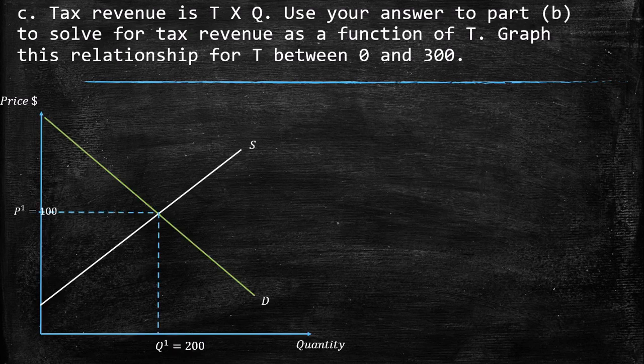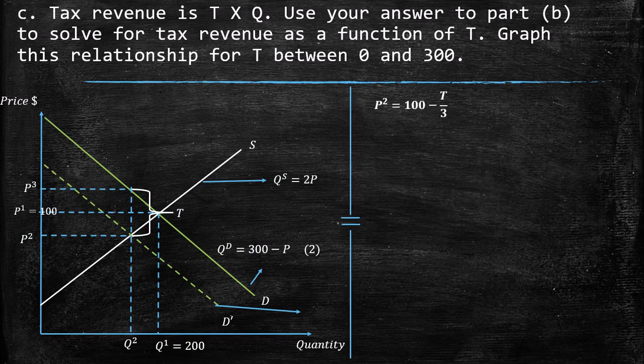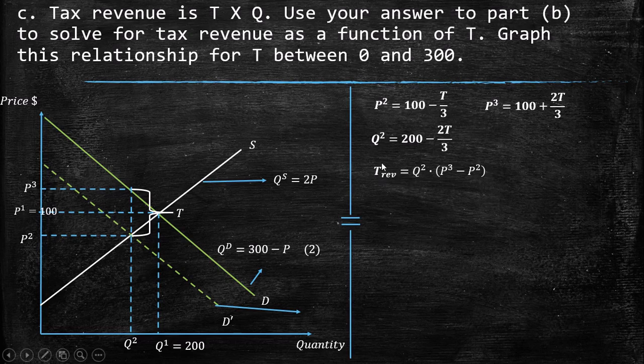So here again is our case, what we already did. And here we have the prices and quantities. Now we need to put the tax revenue. This is tax revenue, which is equal to Q2, which is going to be this one, times T. And what is T? T is going to be P3 minus P2. Now we are just going to replace the value of Q2, this one, the value of P3, this one, and the value of P2, this one.